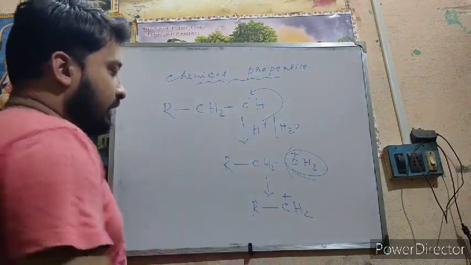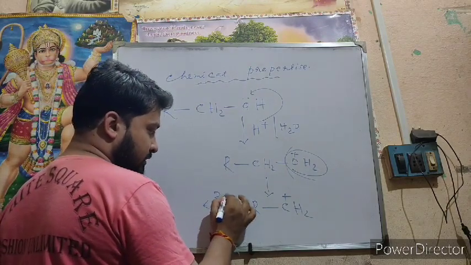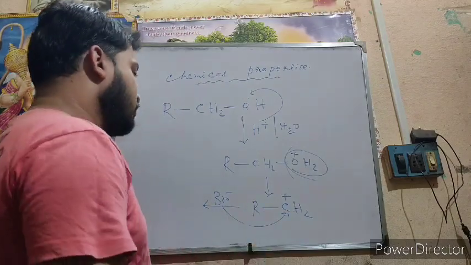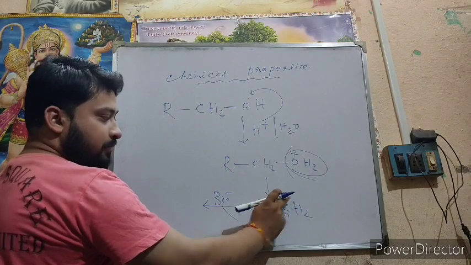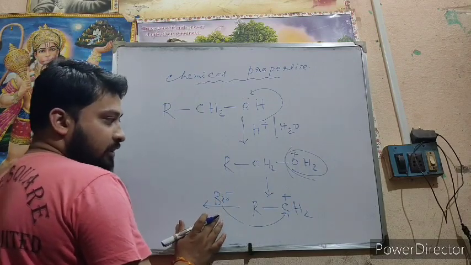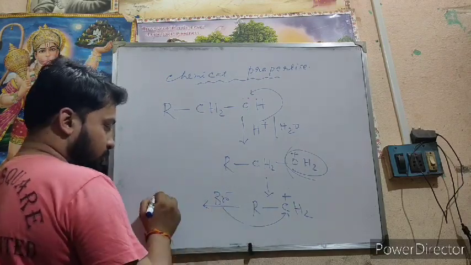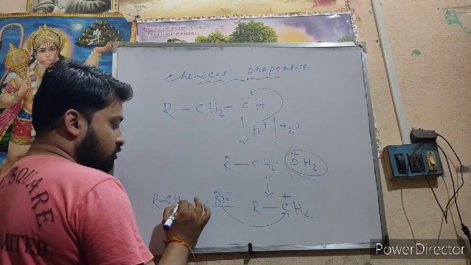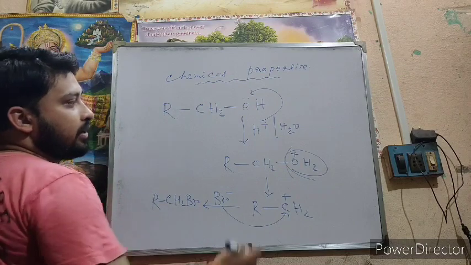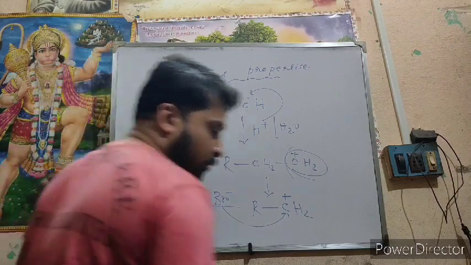Then you attack a nucleophile. If you want to attack the nucleophile, Br minus goes here due to the presence of the positive charge, and it is a nucleophile. Nucleophile means having an attraction for the nucleus. So the product is RCH2Br. Okay, you get this product also. Those are the two simple problems.